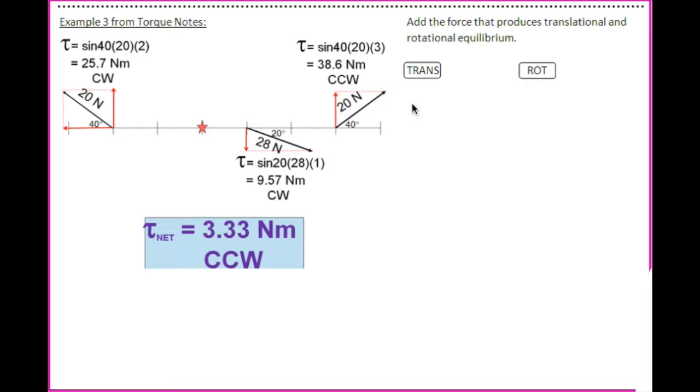But now that we're doing translational, we need up to equal down. We need left to equal right also. So I do want these other components now. When I was just doing torque, I didn't want them, but now I do need them. So I'm just going to go through first and figure out all those components, and I'm just going to write them really neat here.